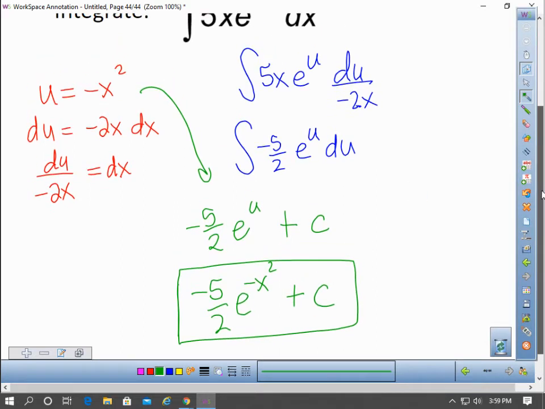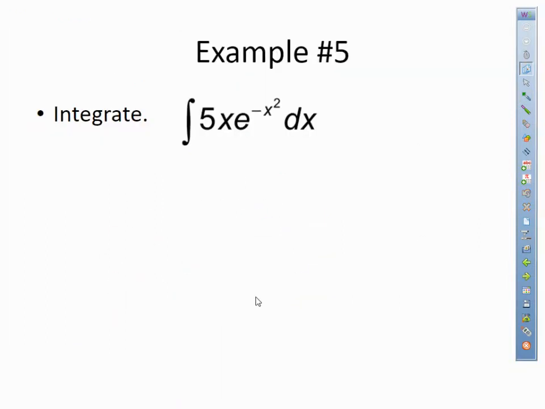So u substitution, always let your exponent be your u for your e, and just do the standard procedures for u substitution and do the antiderivative. Remember, take the derivative of your answer to make sure it's right.